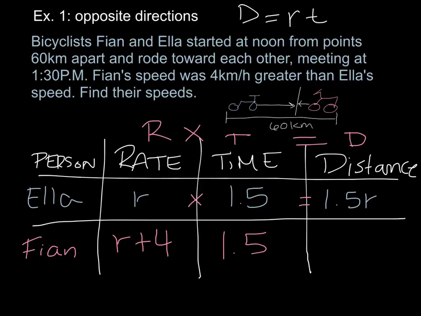Now, when I do the same pattern, R times T equals D, I'm going to have something that looks like 1.5 times (R plus 4). So what I've essentially done here is organize all of my information so that I have these two expressions for distance: Ella's distance and Fionn's distance.